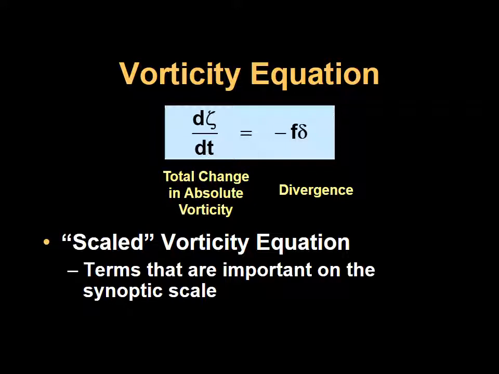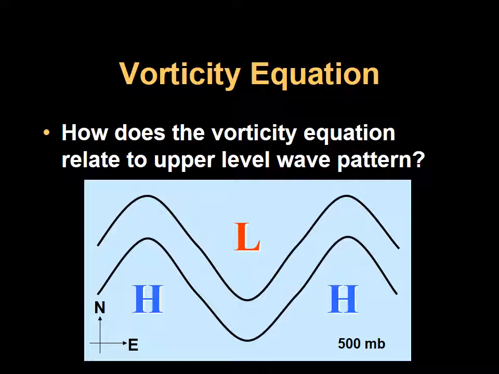So we're going to apply this. We're going to see how this affects air, if there's convergence or divergence as you move along with a parcel of air. So here's an upper level wave pattern. Let's say that this is 500 millibars. You got a trough and 2 ridges. We're going to watch the air flow through the troughs and ridges.